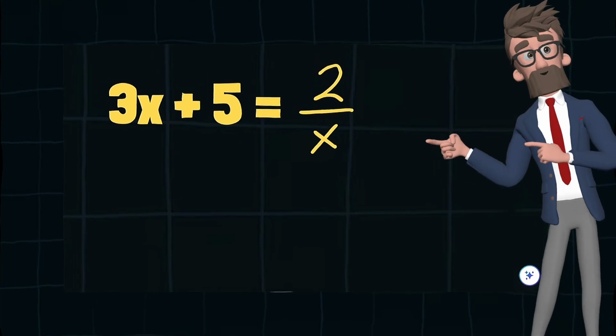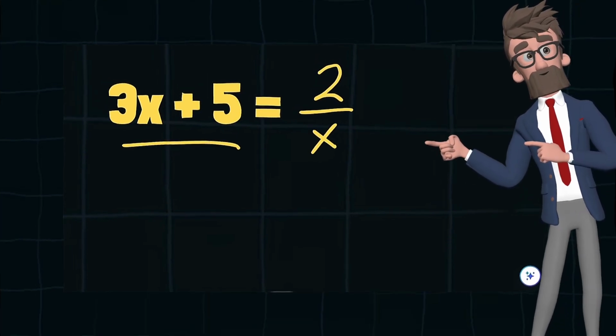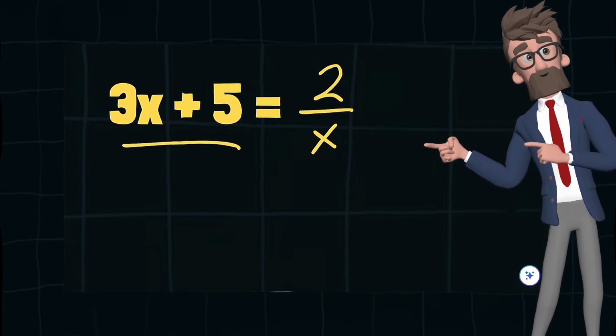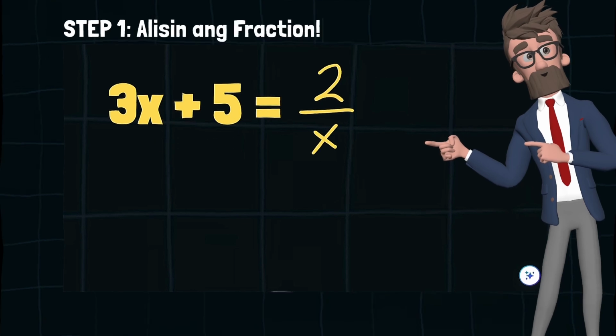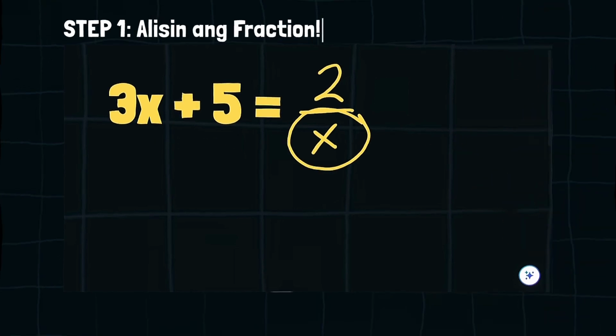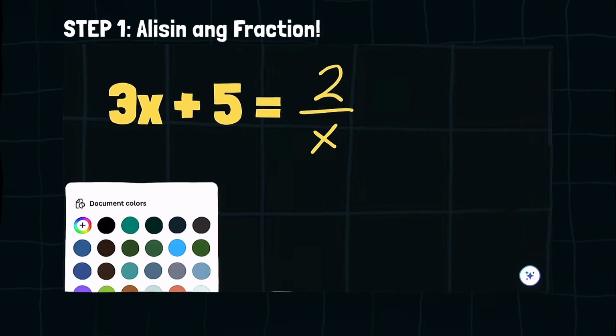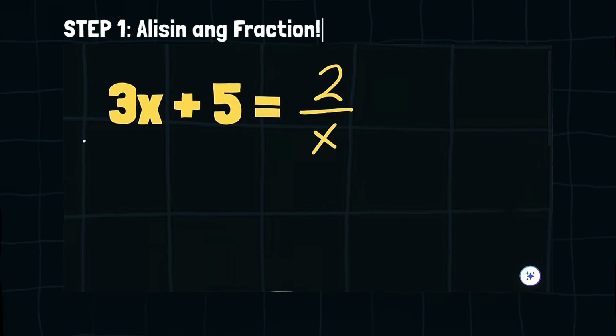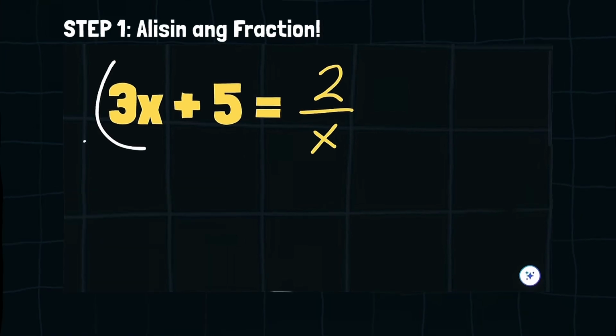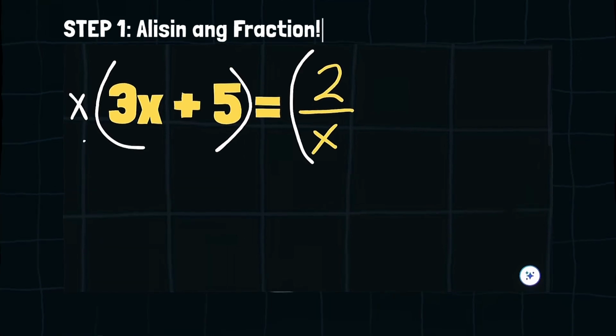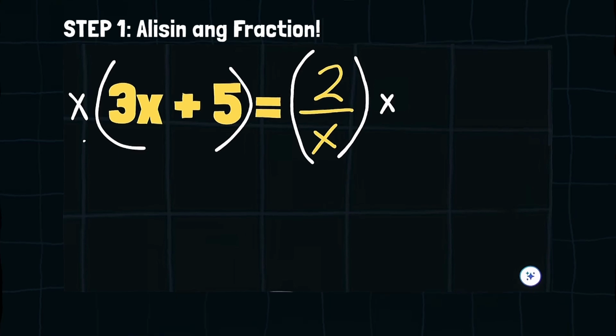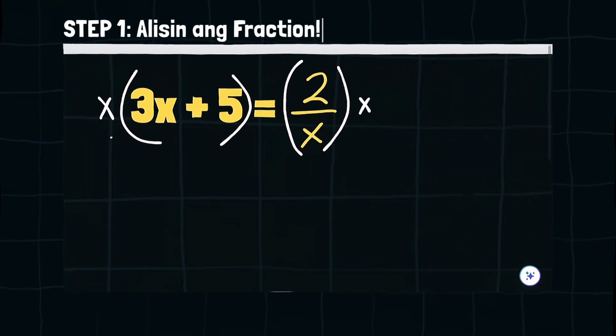This is the first problem. Solve natin ang 3x plus 5 equals 2 over x. Step 1. Alisin ang fraction. Kailangan natin tanggalin ang fraction sa pamamagitan ng pagmultiply ng parehong sides ng x. So we have x times the quantity of 3x plus 5 equals x times the quantity of 2 over x.